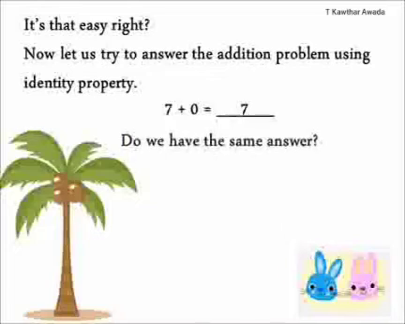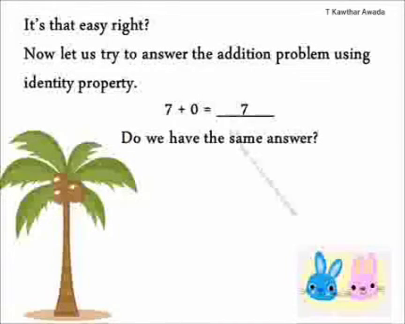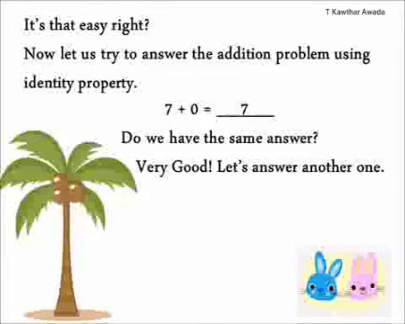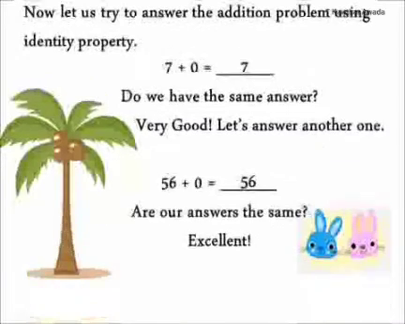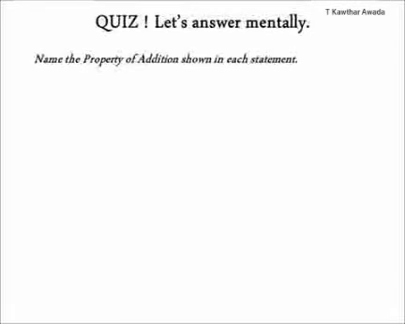Now let us try to answer the addition problem using identity property. 7 plus 0, it's 7. Do we have the same answer? Very good. Let's try another one. 56 plus 0 is 56. Are our answers the same? Excellent. Quiz. Now let's answer mentally.